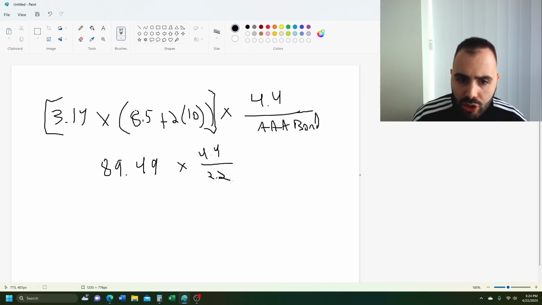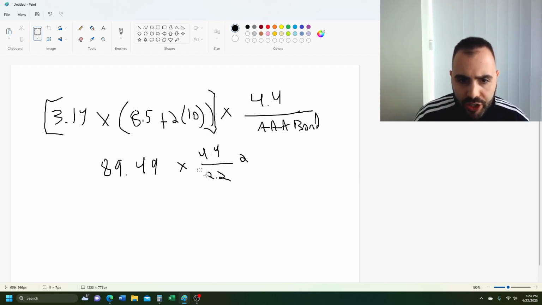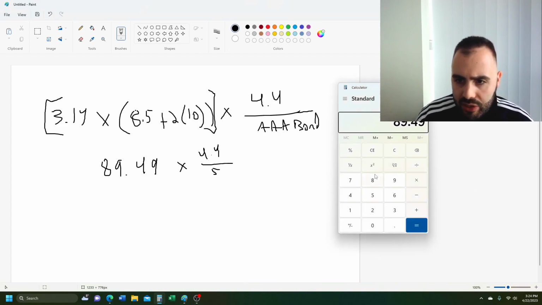Let's say it's 2.2. Then what that means is that we're actually going to have twice the value in this sense, right? Because this is going to simplify to 2, so this would double. This would mean it's worth now 180, because the stock value is going to be correlated to your interest rates. But obviously we know that the current AAA interest rate is probably somewhere close to maybe 5%. So if the current interest rate is around 5%, then we will get a number that's slightly lower than this.